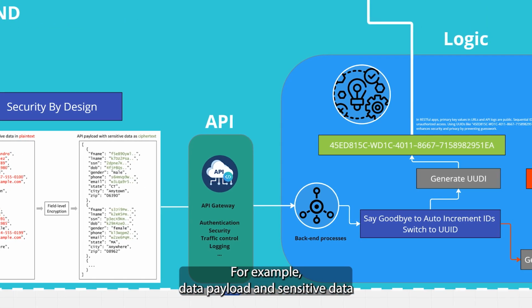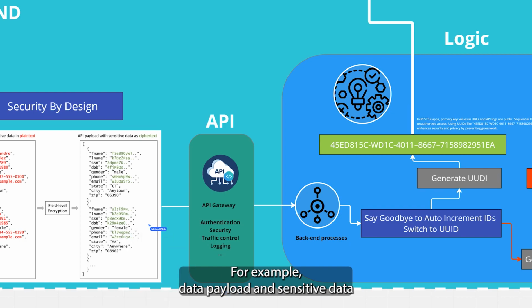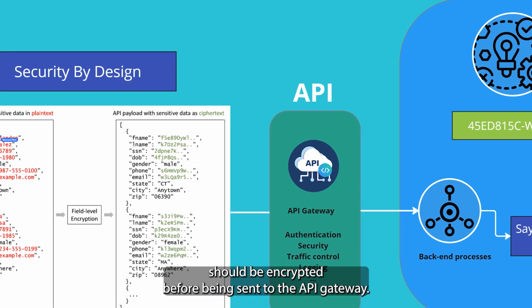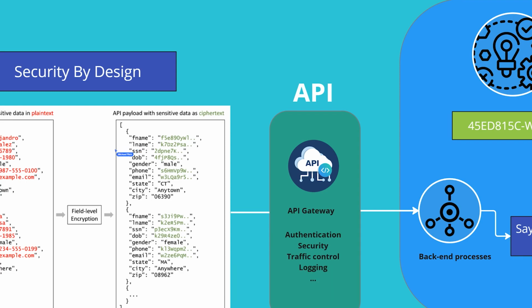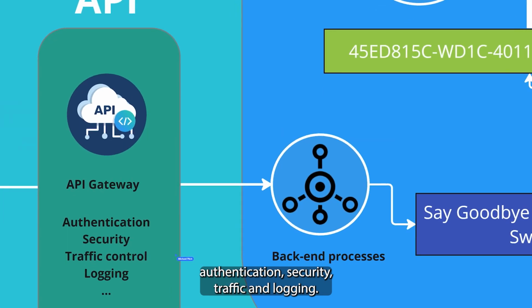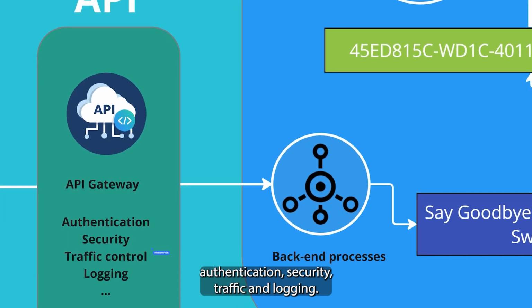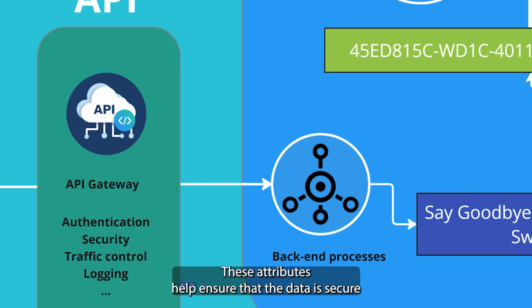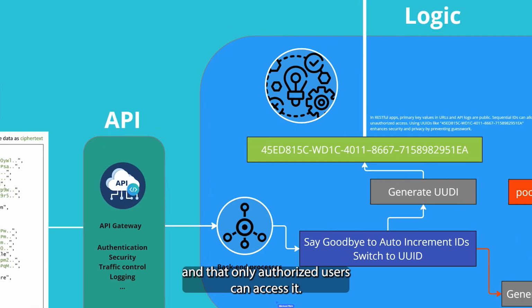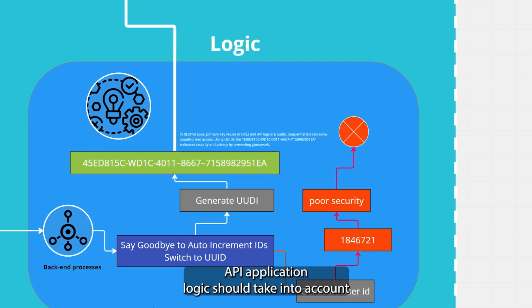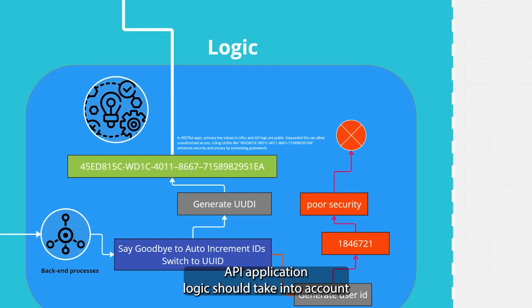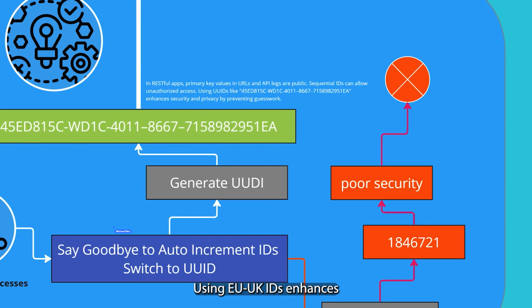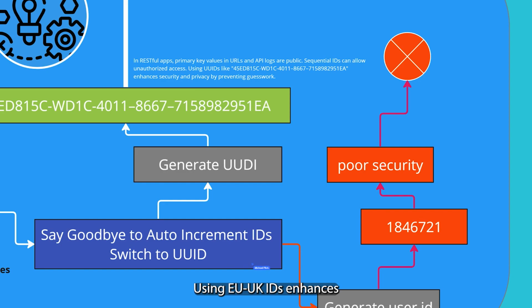For example, data payload and sensitive data should be encrypted before being sent to the API gateway. The API gateway has the following attributes: authentication, security, traffic, and logging. These attributes help ensure that the data is secure and that only authorized users can access it. API application logic should take into account that sequential IDs can allow unauthorized access. Using UUIDs enhances security and privacy by preventing guesswork.